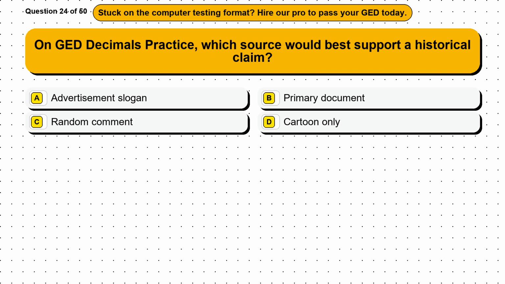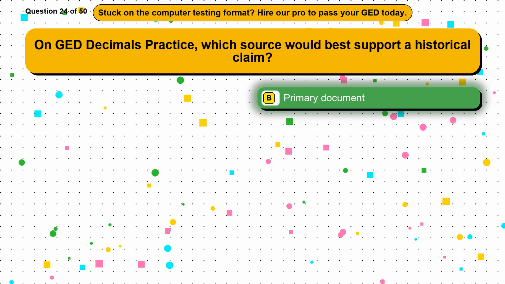Question 24. On GED Decimals Practice, which source would best support a historical claim? Option A, advertisement slogan. Option B, primary document. Option C, random comment. Option D, cartoon only. The correct answer is option B.